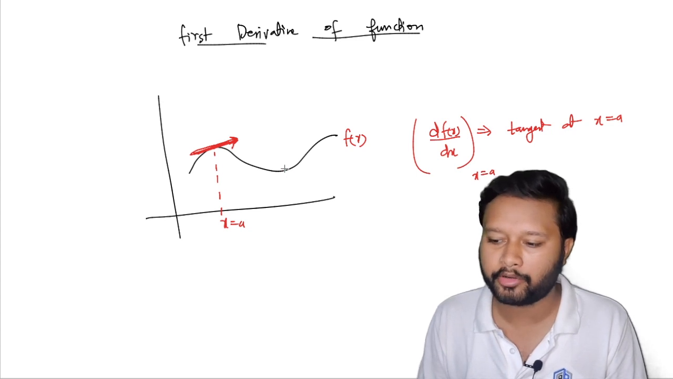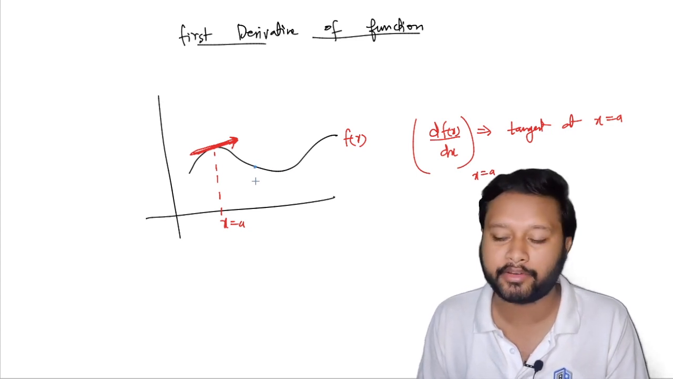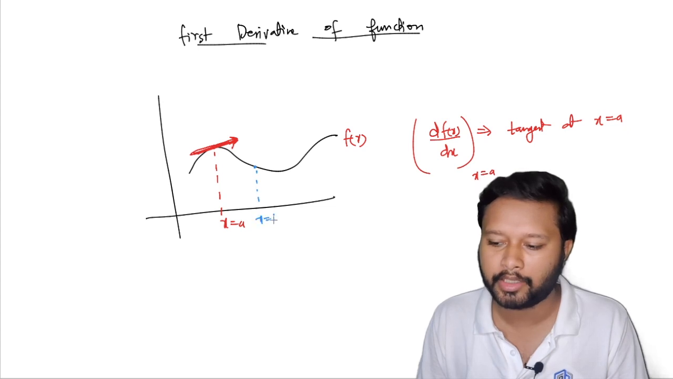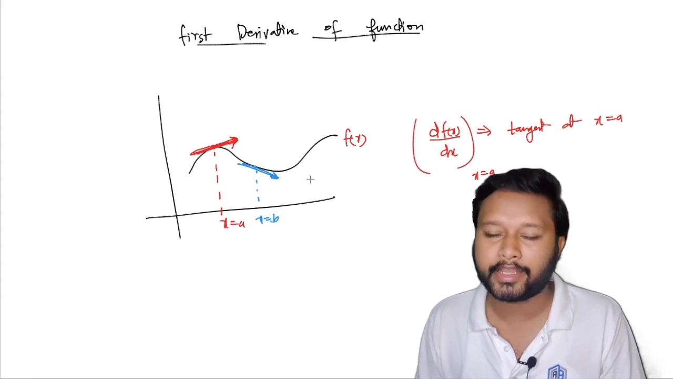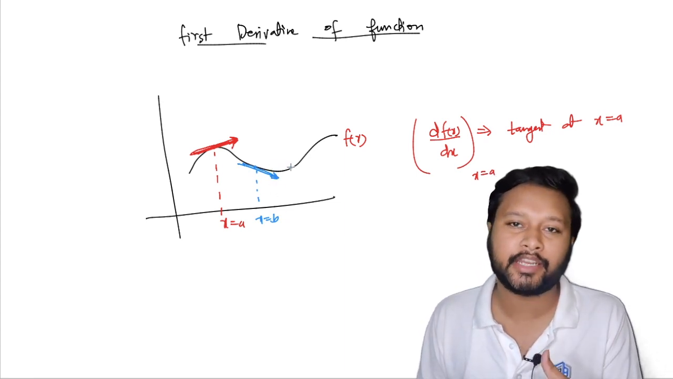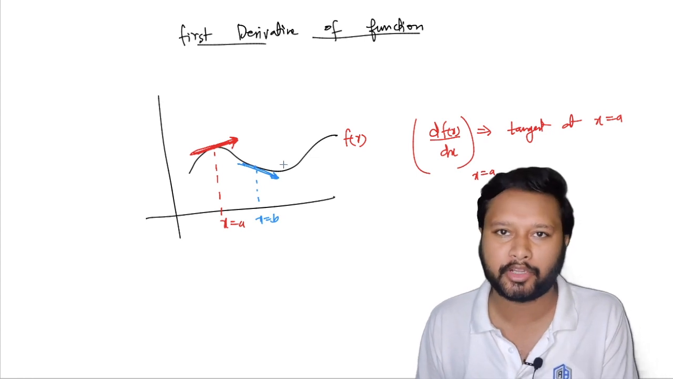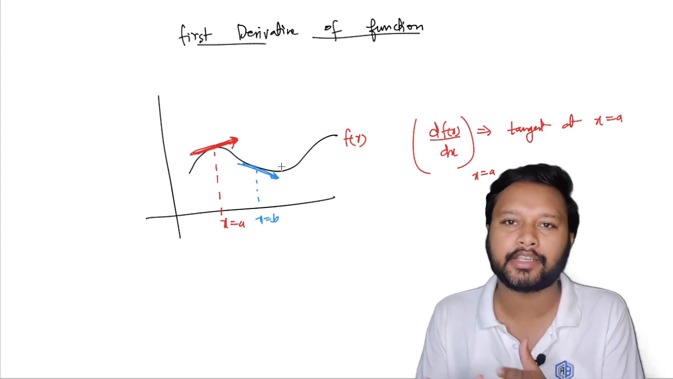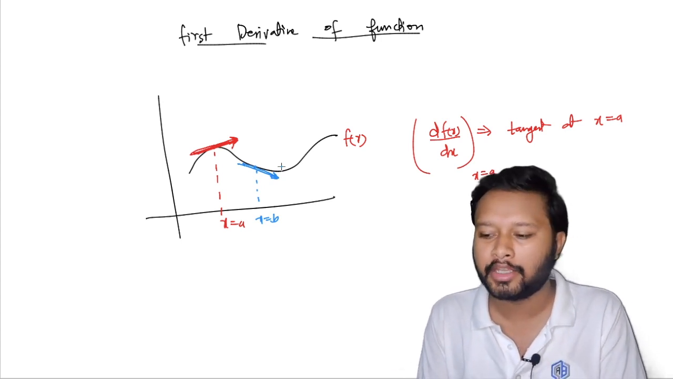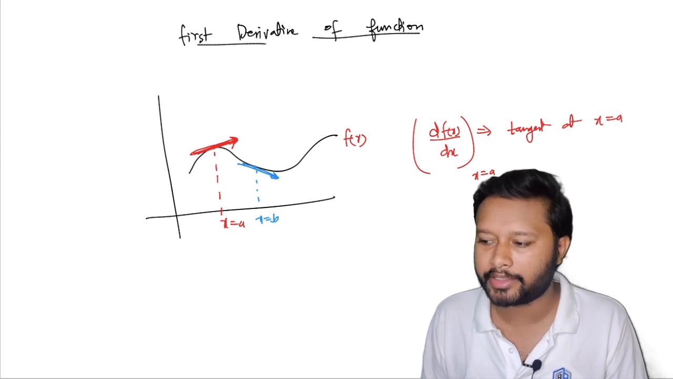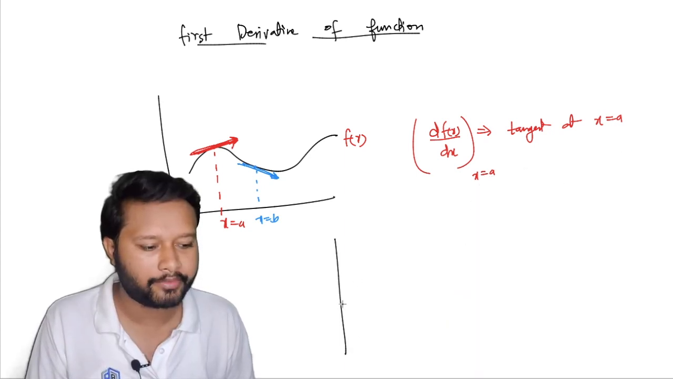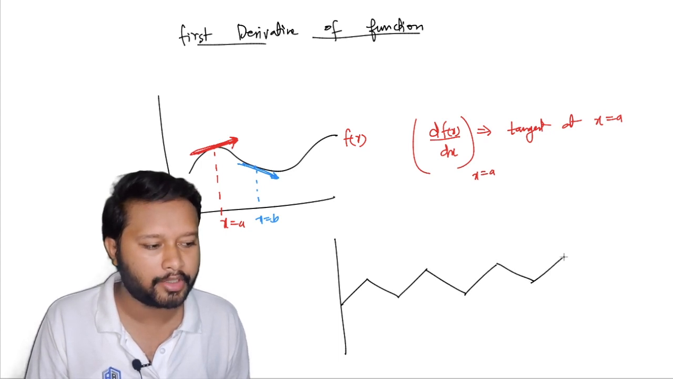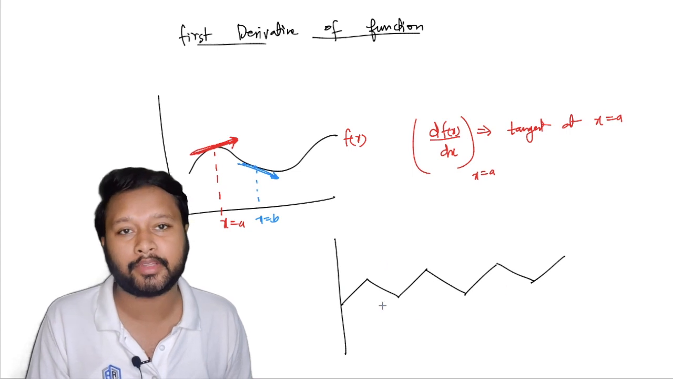Again, if you want to find the first derivative at x equals b, you will have one more tangent over here, like this. So at any value of x, your first derivative is going to give you the tangent at that particular point. Now it says that the tangent has to be continuous, or you can say it has to be single valued. So let's say I take a wave function like this. Let's consider a wave function in this way. So what is going to happen? Will it be an acceptable wave function?